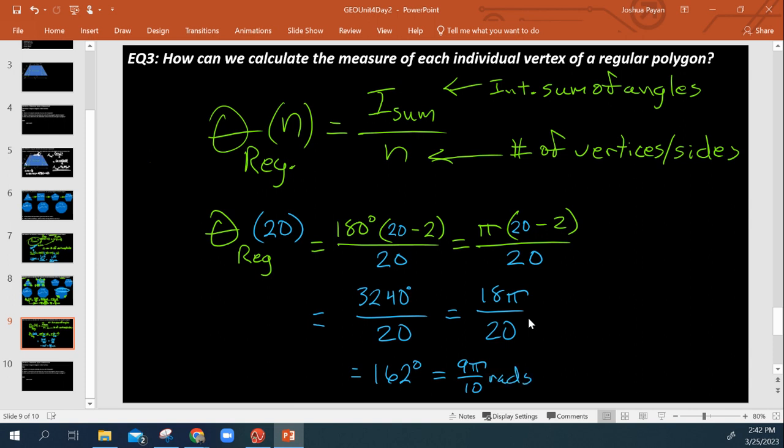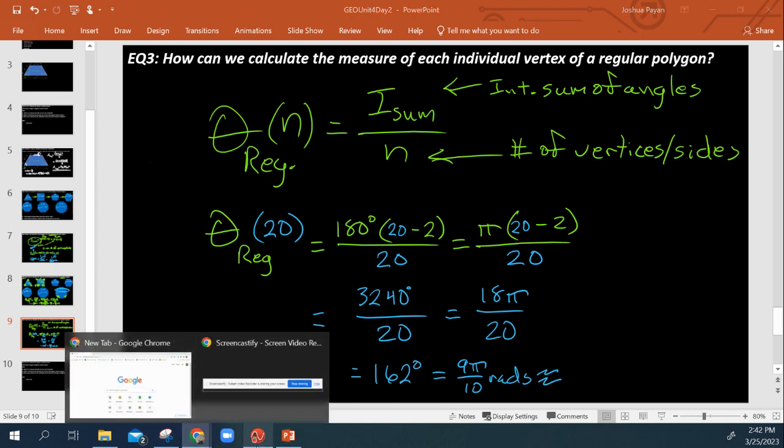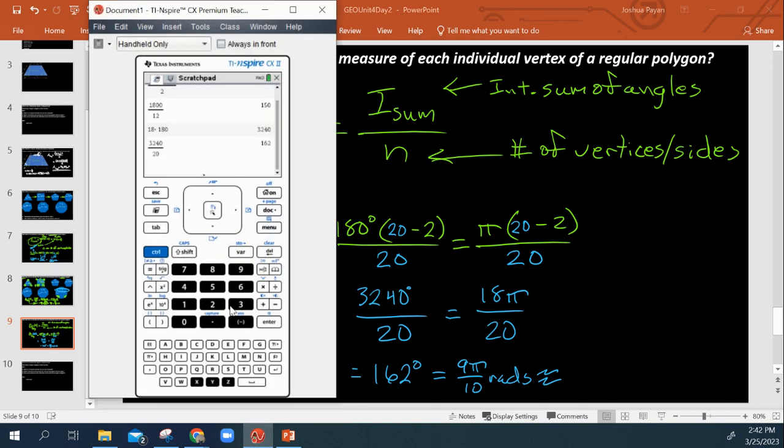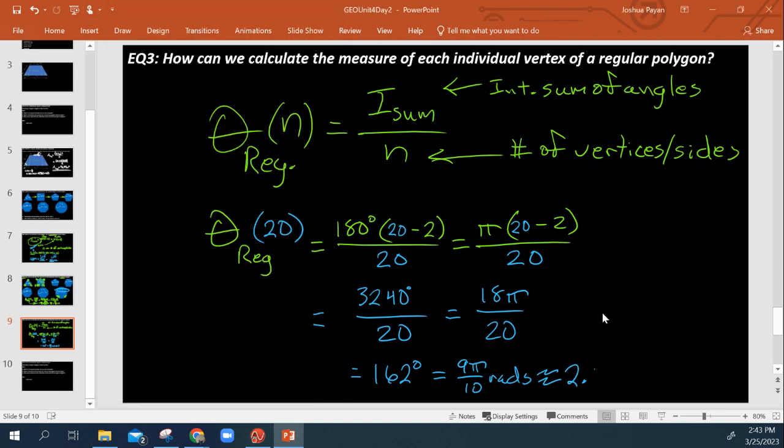The only time I need to use a calculator for radians is to say, well, what is that? Like, about how many radians is that? Then you do kind of have to use a calculator. So 9 pi over 10. That'd be about 2.83 radians.